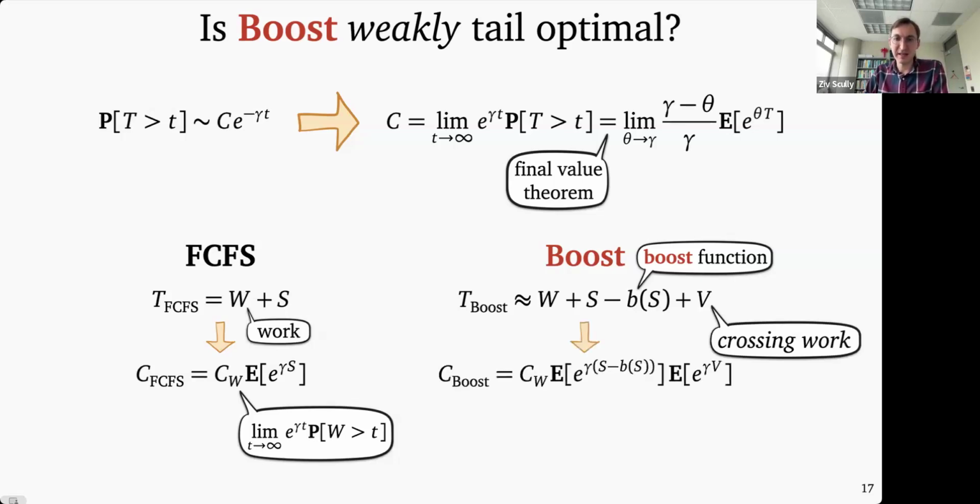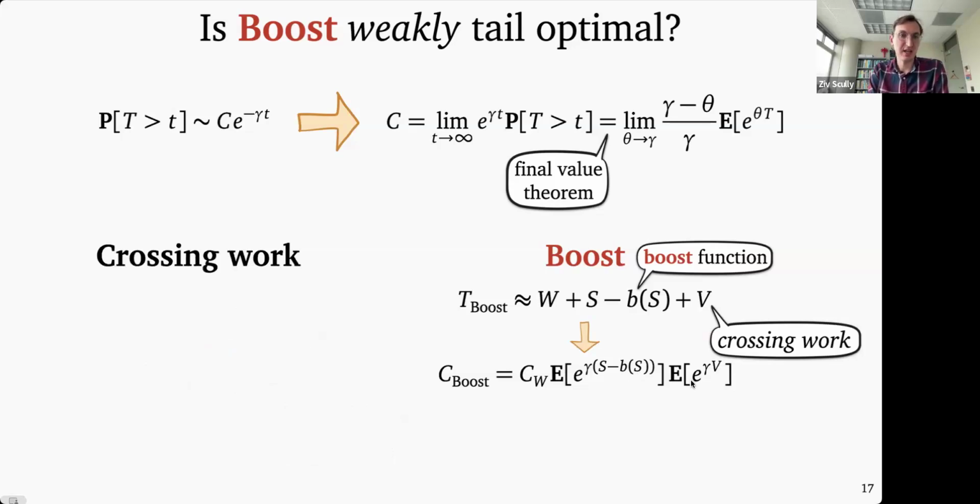Okay. But what this means is that basically C_Boost is going to be a similar product to C_FCFS. But instead of e to the gamma S, we have a smaller term, e to the gamma (S minus B of S), where B is the boost function. But then we have an extra factor to do with this crossing work. All right, so let me talk about that crossing work for a second, because whether Boost is weakly tail optimal is about whether this crossing work MGF is finite.